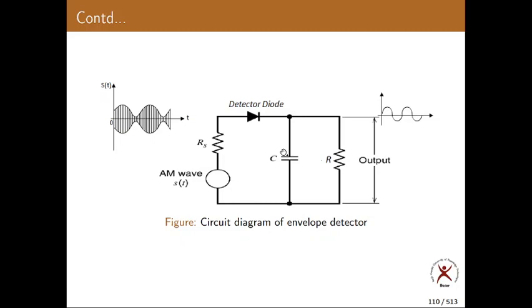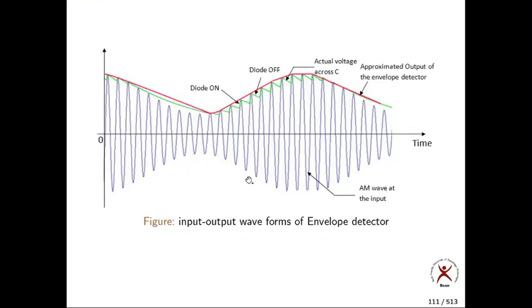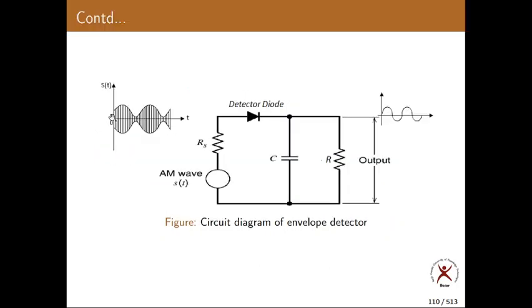Now, what is the operation of this ED? It's very simple. You can look at this diagram. Here this blue color is your modulated carrier. During the positive half cycle of this carrier, I am not talking about the full cycle, only this half cycle, what happens to the diode?